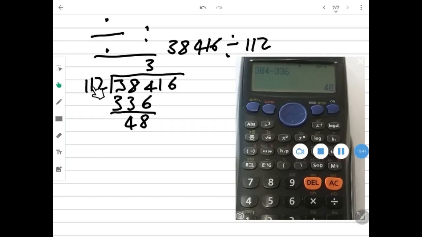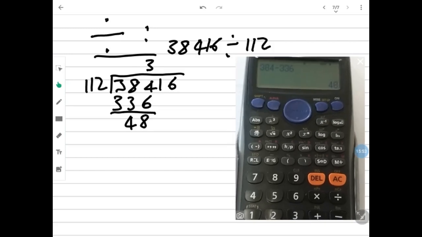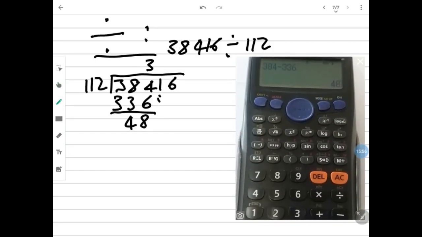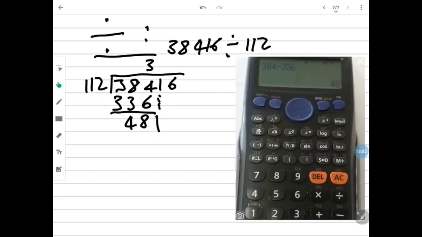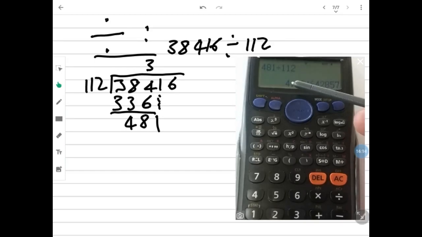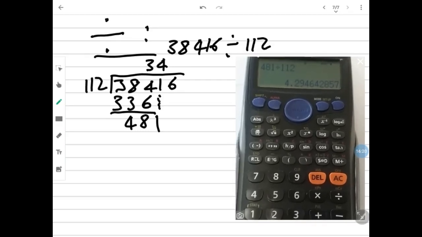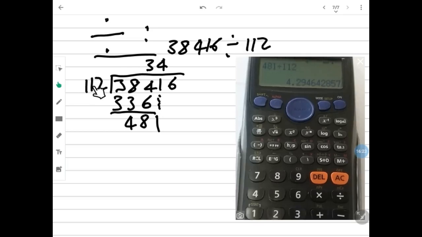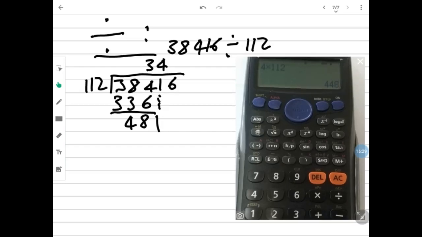Can 112 go into 48? No, it can't. So we bring down, where's my pen? We bring down the 1. So now, how many times does 112 go into 481? Let's see, 481 divided by 112 gives us the fraction, press SD, so we get the 4. We don't care about the decimal, okay, we just want to write down the 4 up there. 4. So 4 times 112 gives us 448.